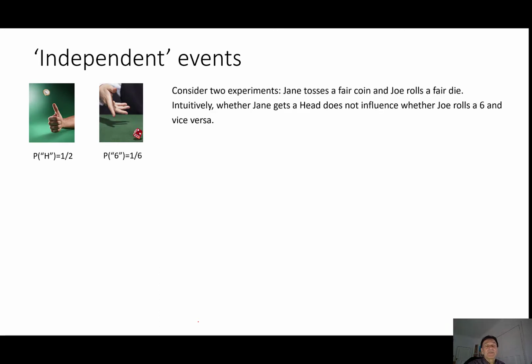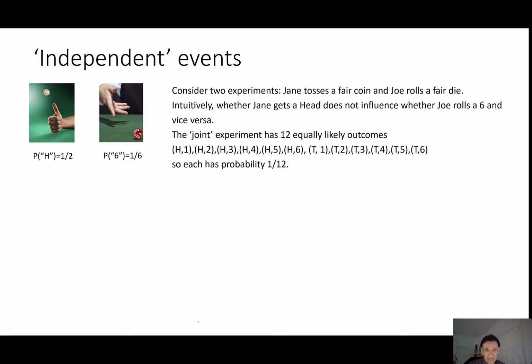So consider two experiments, one where Jane tosses a fair coin and one where Joe rolls a fair die. Now intuitively, whether Jane gets a head can't possibly influence whether Joe rolls a 6 and vice versa. And in fact, if you think of it as a joint experiment, which has these 12 equally likely outcomes, this would be Jane tosses a head and Joe rolls a 1. Similarly, Jane tosses a head, Joe rolls a 2, etc. There's 12 of those, they're each equally likely, so each has a probability of 1 over 12.